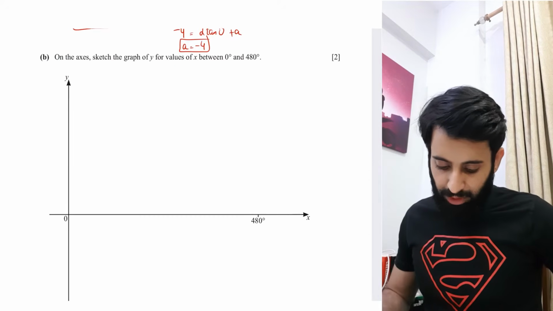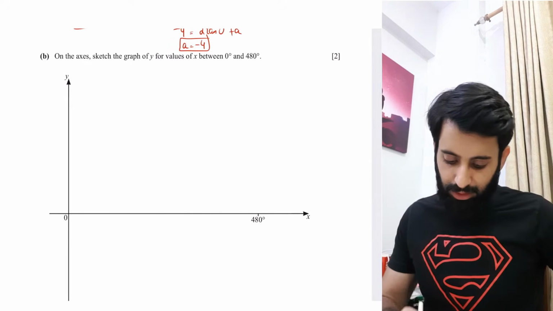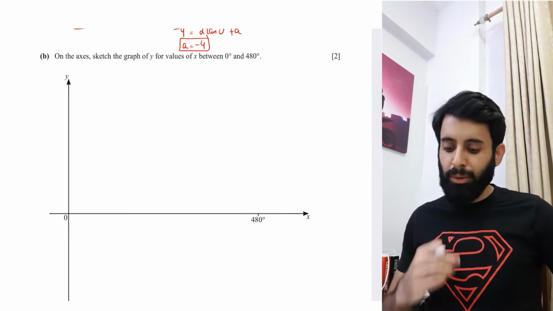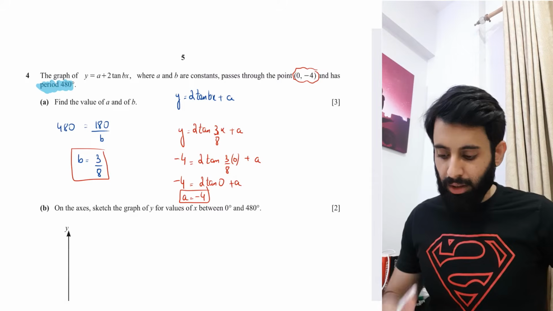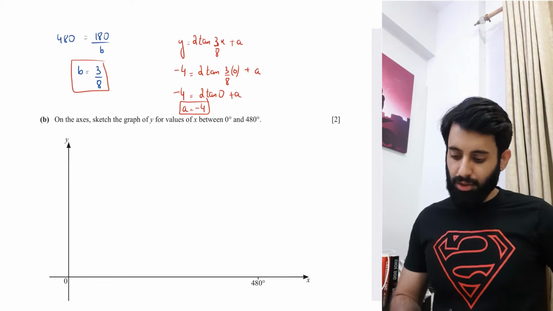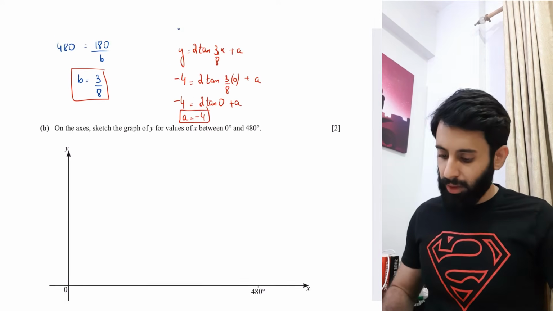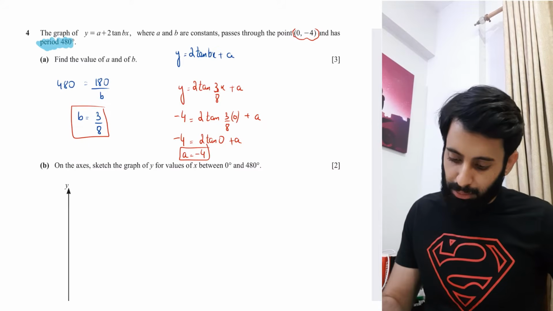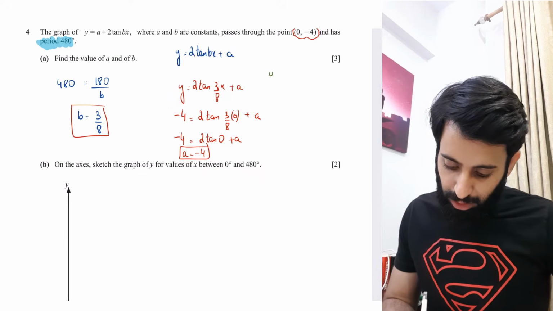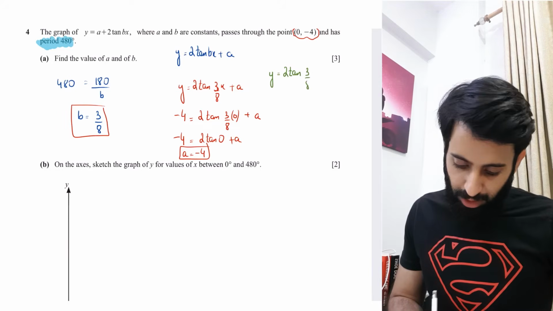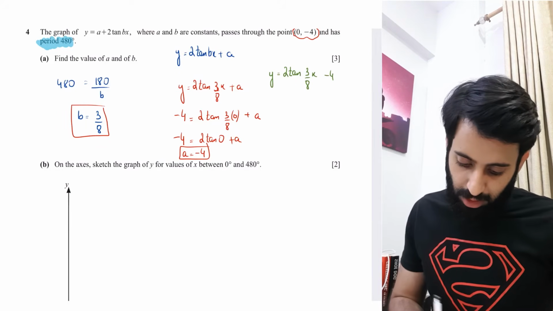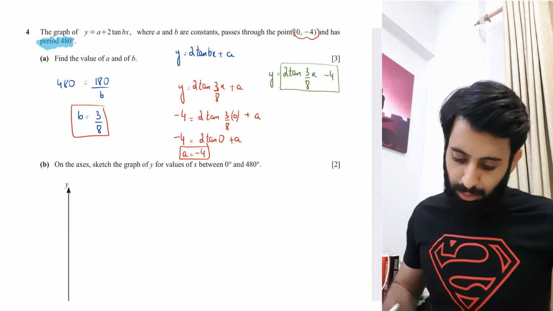Now one thing to keep in mind is that in this 480 degree interval, we will just be making one cycle, because that's what the period is, and that is also what the range is. Now what we have to do is find out what the new step is. First thing in fact is I'm going to complete the equation. So y equals 2 tan 3 upon 8 x minus 4. This is the equation that I'm going to be plugging into my calculator.